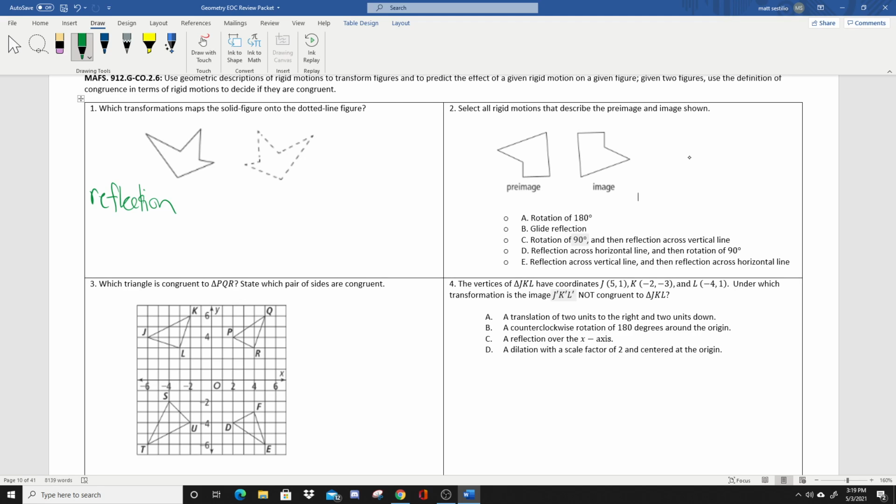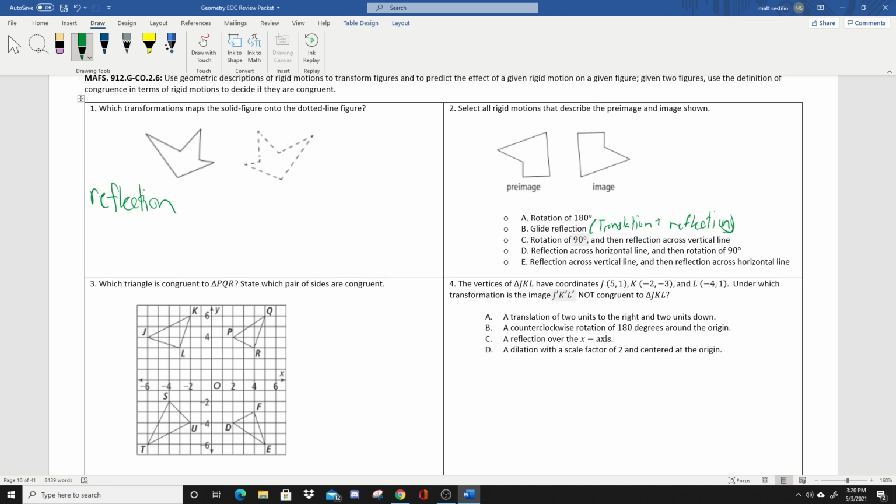A glide reflection, meaning, could you translate it, or this is a translation plus reflection. That's what a glide reflection is. Doesn't look like you could do that, because even if you moved it over here and then reflected it, this pointy side would be on the opposite side than this one.